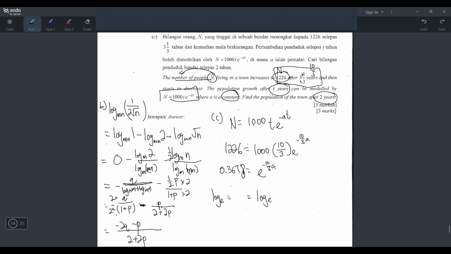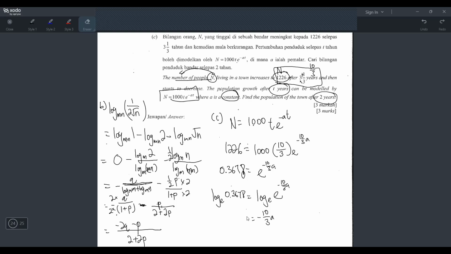If you use base e, it will be easier because here you write 0.3678, here you write e power negative 10/3a, and the negative 10/3a can be placed in front, right? So this negative 10/3a you can bring in front, and then what happens to log e of e? It becomes 1, so you're just left with negative 10/3a on this side. And then what about this one? You can press ln 0.3678, because log base e means you press the ln button. Do you know where the ln button is? It's beside the log, right? So let's press ln and then 0.3678.